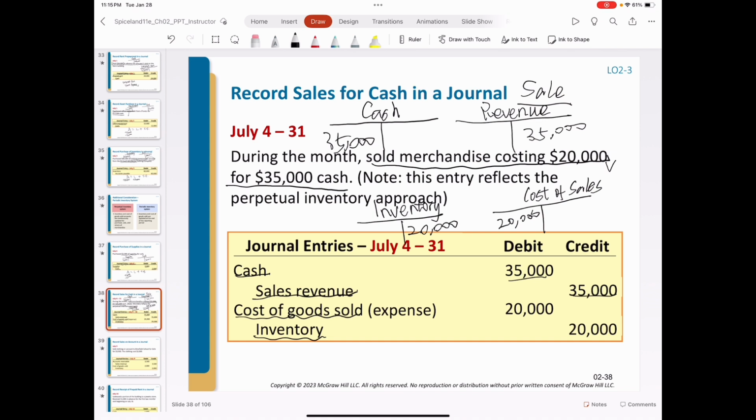This is a very typical accounting treatment for a sale. When the firm recognizes sales revenue, it should also recognize cost of sales or cost of goods sold. These two happen at the same time. Why? Because if there's no goods to be sold, there's no revenue. When you recognize revenue, that means you have goods sold. I will talk about the perpetual inventory approach or system later.